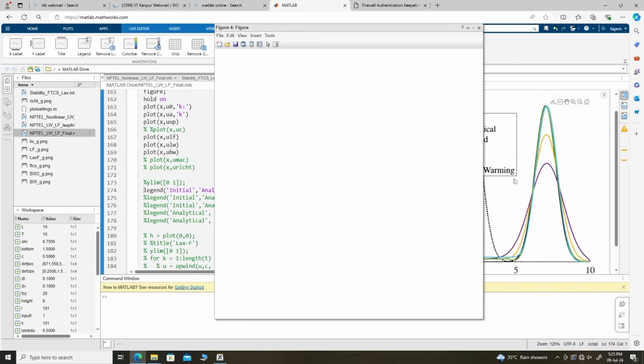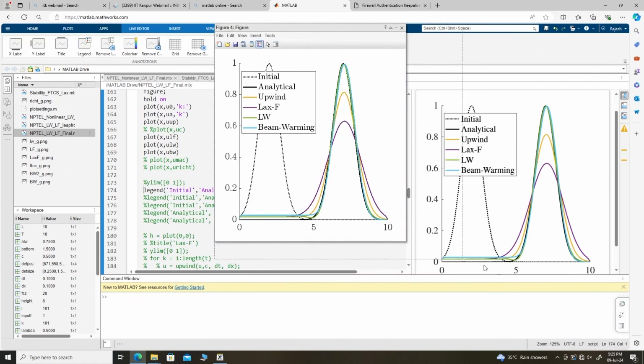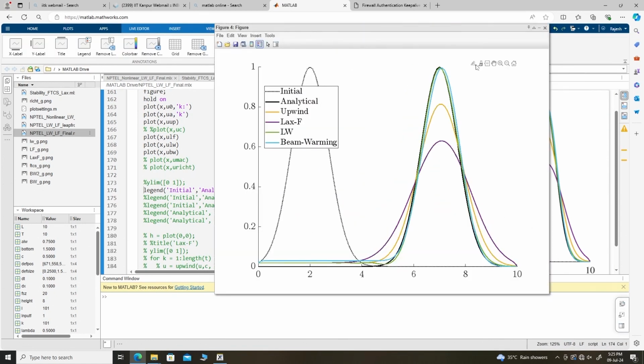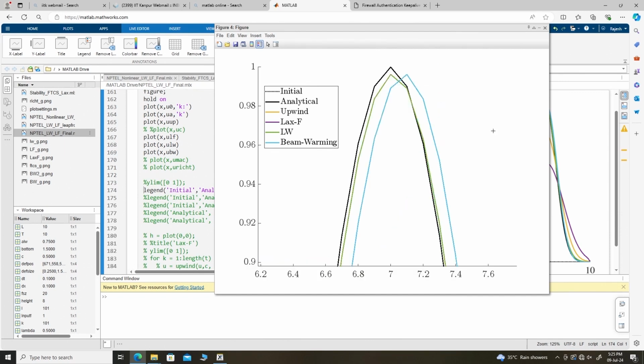So, this is the Beam-Warming scheme now. In the Beam-Warming scheme you also see that there is very little dissipation, but one thing we are seeing here is the phase error. That means that your Beam-Warming is actually traveling on the right side of the analytical solution. So, let me just blow this up so that you can see it properly. Yeah. So, the black one is analytical, and the one in the cyan color is the Beam-Warming, and you can see the Beam-Warming has got some phase error. Of course, Lax-Wendroff also has some phase error, but Beam-Warming has much higher phase error. Okay.